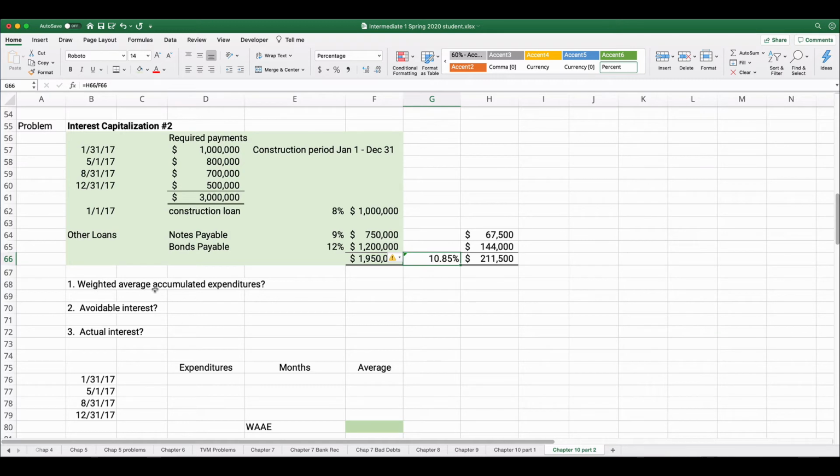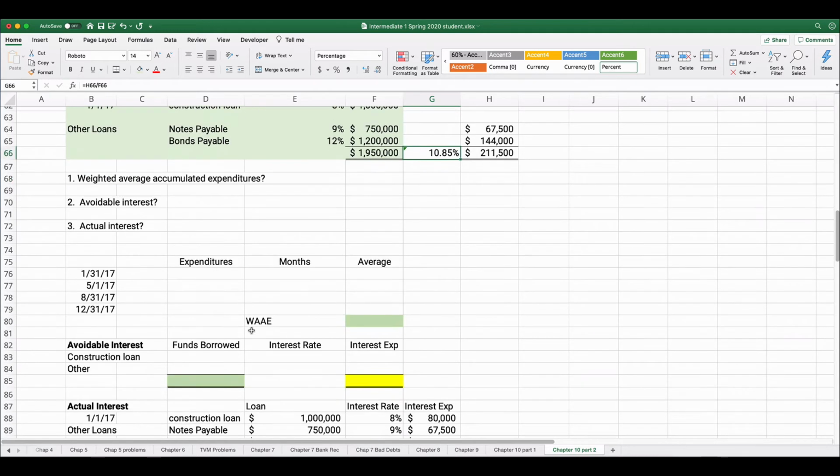All right, so what are the weighted average accumulated expenditures? Well, let's drop in the expenditures that we know. It's going to be 1 million here, and the date is January 31st. Watch, it's not the 1st. And then May 1st, that's going to be 800,000. And then August 31st is 700,000. And then December 31st is going to be 500,000. Okay, all that is just given.